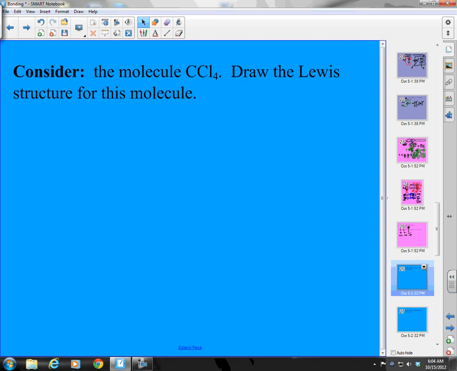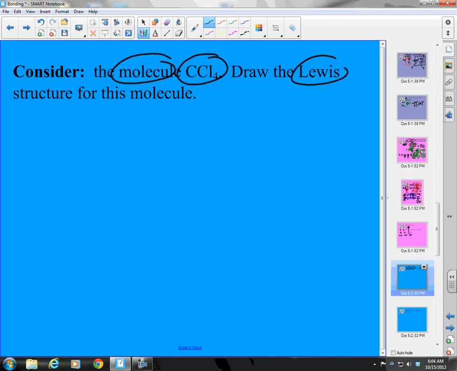Okay, consider the molecule carbon tetrachloride. Draw the Lewis structure for this molecule. What are we going to do here? Well, we have an idea. We have a molecule, and it says draw the Lewis structure for the molecule. Well, we're going to need some rules here, so let's write down some rules.